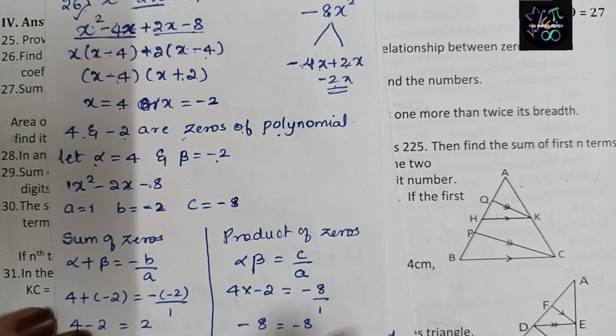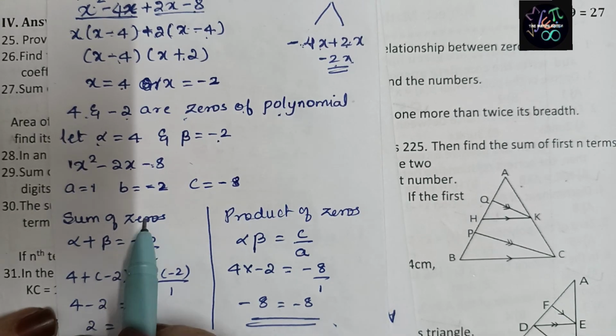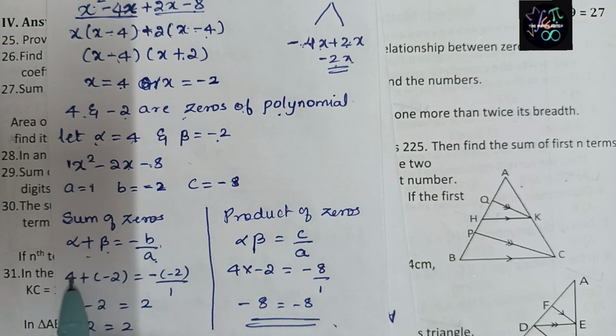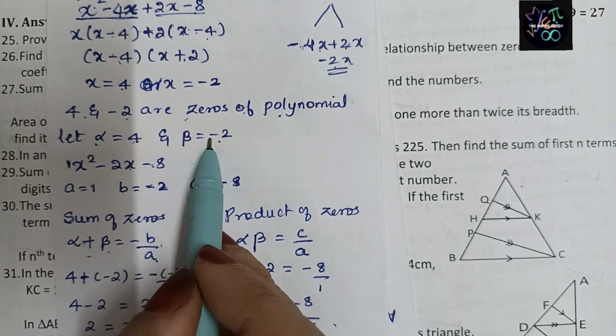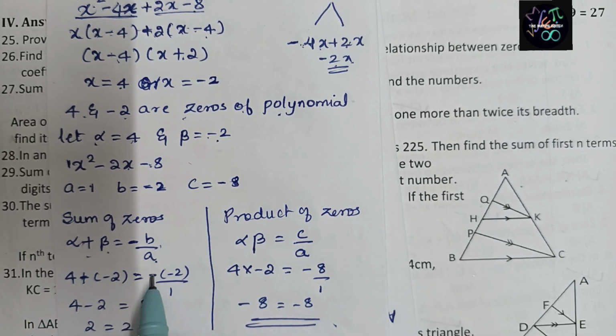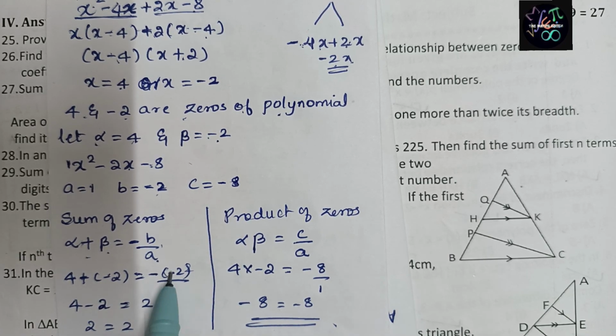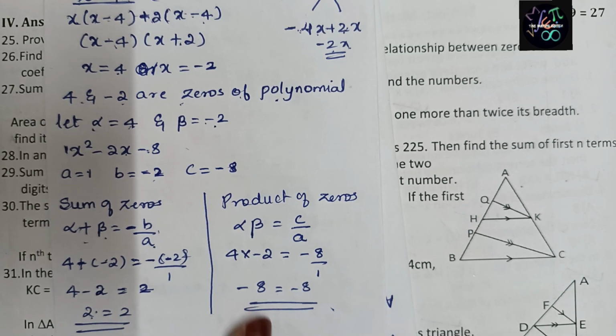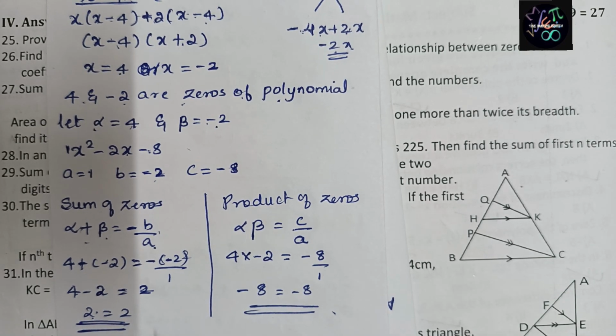Let us see the verification. Sum of zeros, we know alpha plus beta is equal to minus b by a. Alpha value is 4 plus as it is, beta value is minus 2, is equal to, this is the formula, minus as it is, b value is minus 2. So 4 plus minus 2 is equal to minus minus plus, that is 2. 4 minus 2 is 2, and 2 is equal to 2. It is verified. So the sum of zeros is verified.